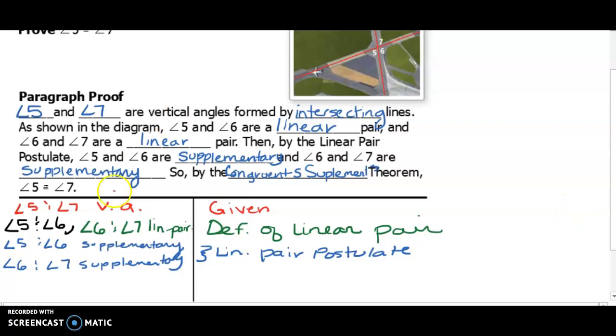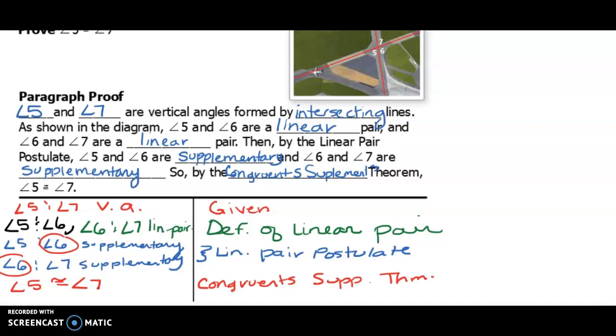And now we can see, here's an angle 6 and here's an angle 6. So both angle 5 and angle 7 are supplementary with angle 6. So by the congruence supplements theorem, that means that angle 5 has to be congruent to angle 7. Remember, congruent supplements theorem tells you if two angles are supplementary to the same angle, then they have to be congruent, and that's what we just used right here. So if you look at the paragraph proof and the T-chart proof or the 2-column proof, you can see that it has the same information in it for the most part. It's just written differently.